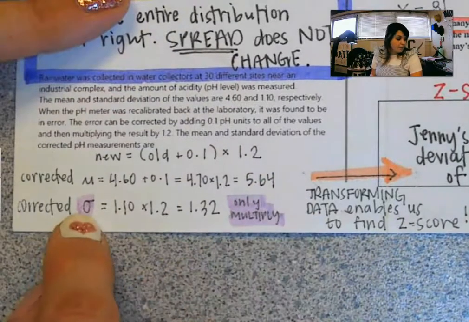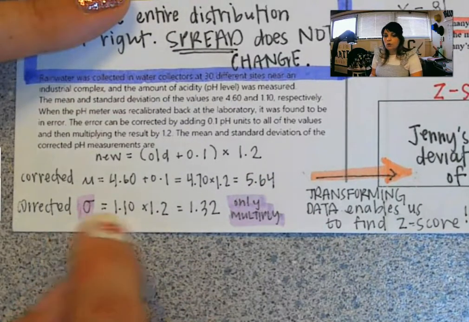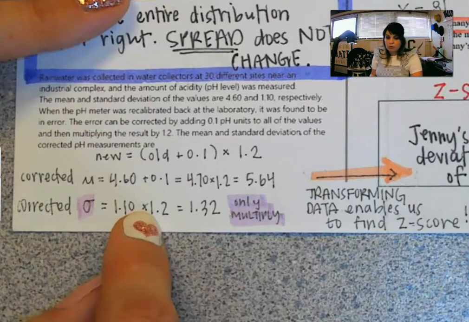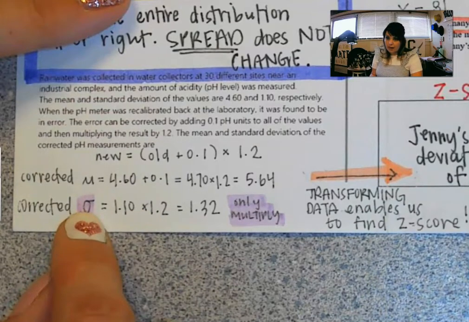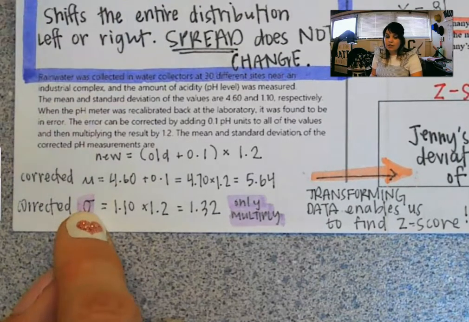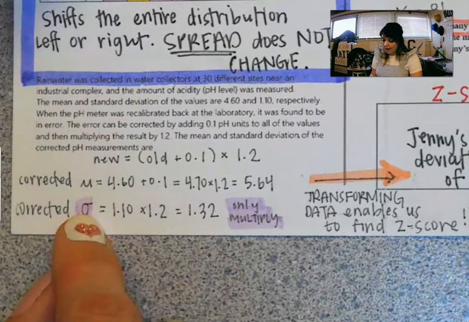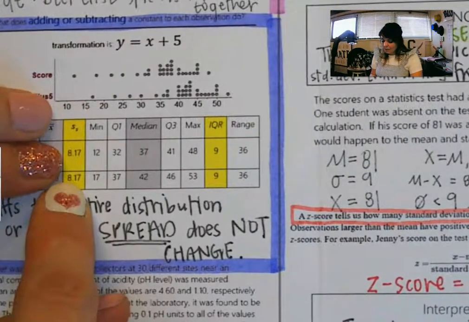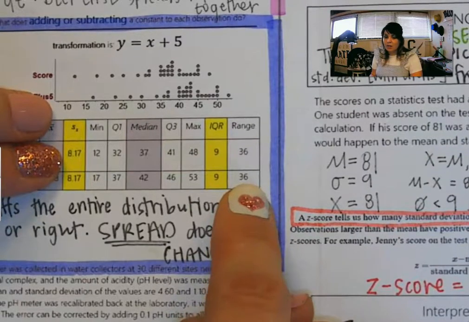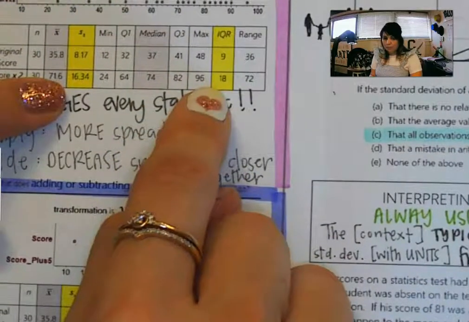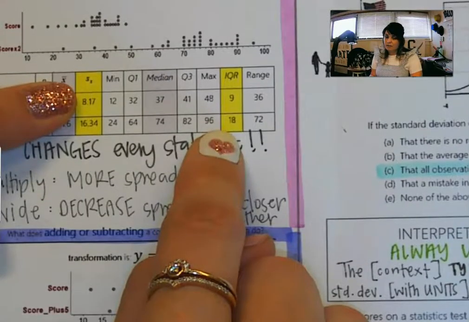But when you correct sigma, you only multiply by 1.2. You do not add or subtract. Why? Because sigma talks about spread, and adding and subtracting does not affect spread. So when you calculate your new value, you do not add or subtract. You can see that here. We added 5 to this entire data set, but standard deviation, IQR, and range did not change because spread doesn't change. But up here, when we multiplied, spread did change. So that's the first really important topic from this overview.